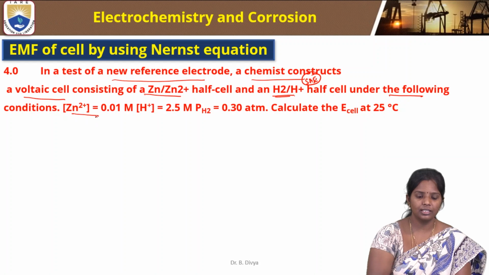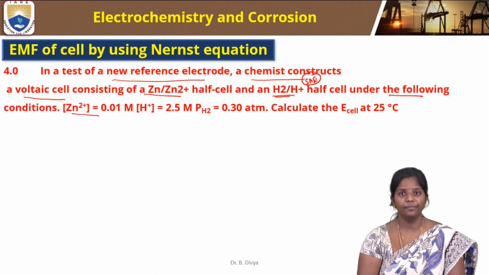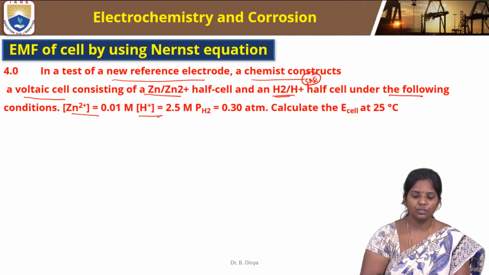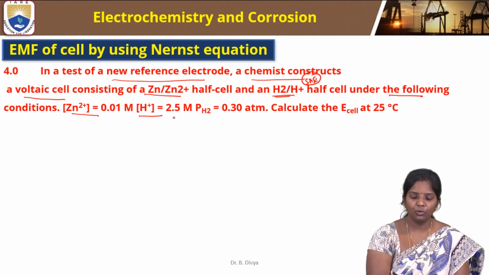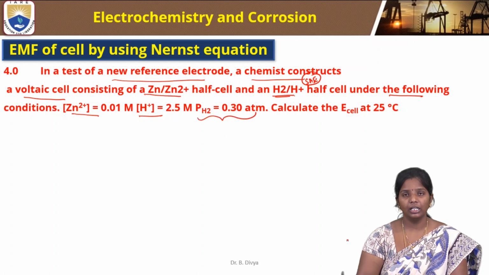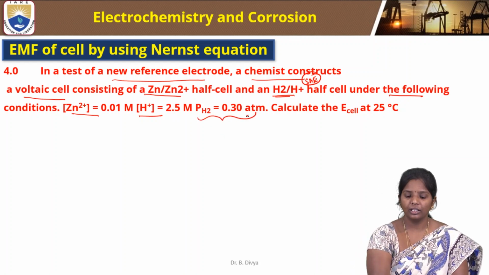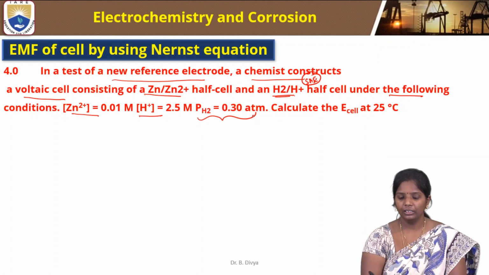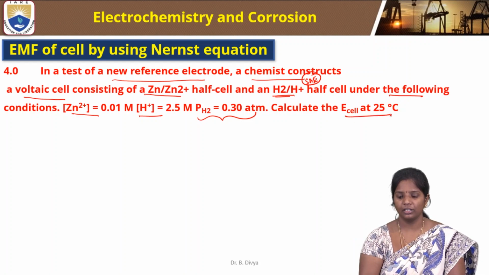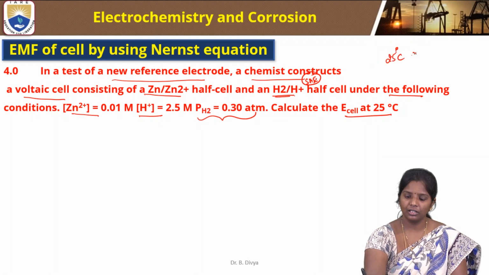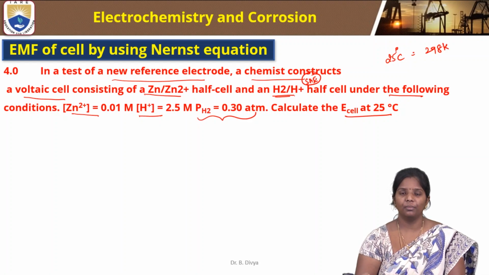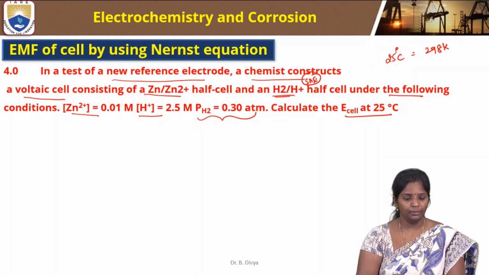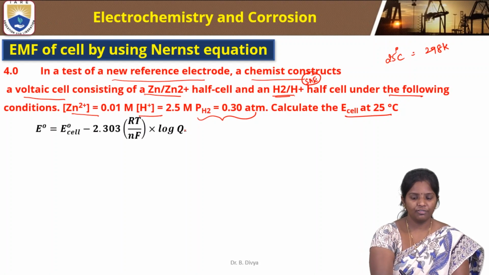What are the conditions? Zinc 2+ ions have a concentration of 0.01 molar. H+ ions, the acid present in the SHE, are 2.5 molar. The hydrogen gas that we are sending is 0.3 atmosphere. So calculate the E cell at 25 degrees centigrade. Whenever it gives 25 degrees centigrade, it is nothing but 298 Kelvin that we have to substitute, or we can use the formula that is available directly, having 0.0591 by n. So this is the formula we will be using.